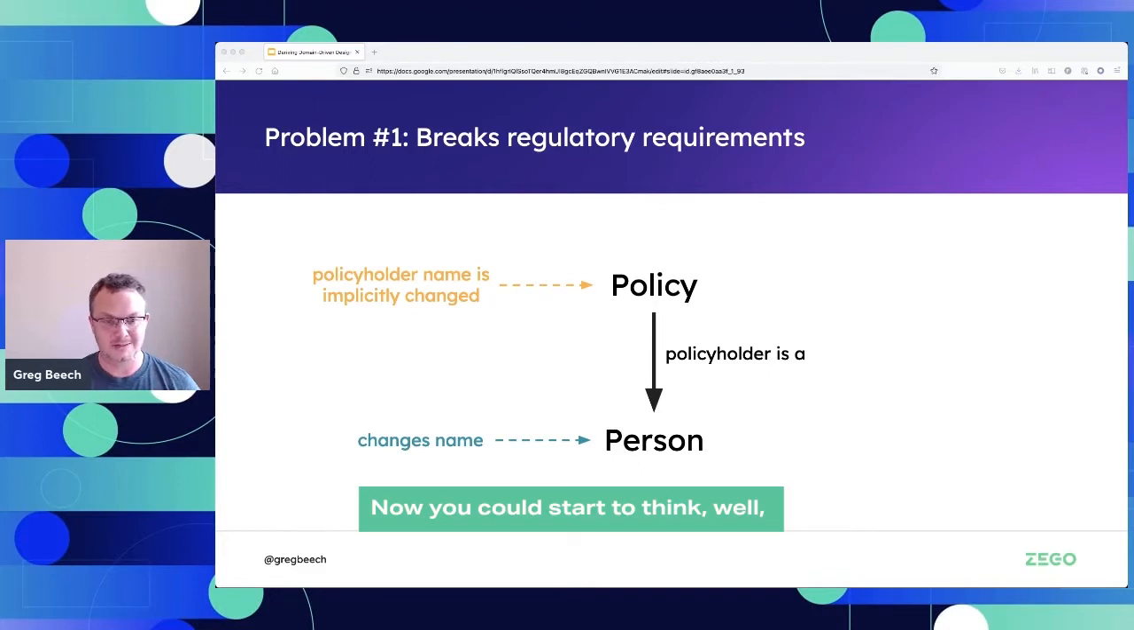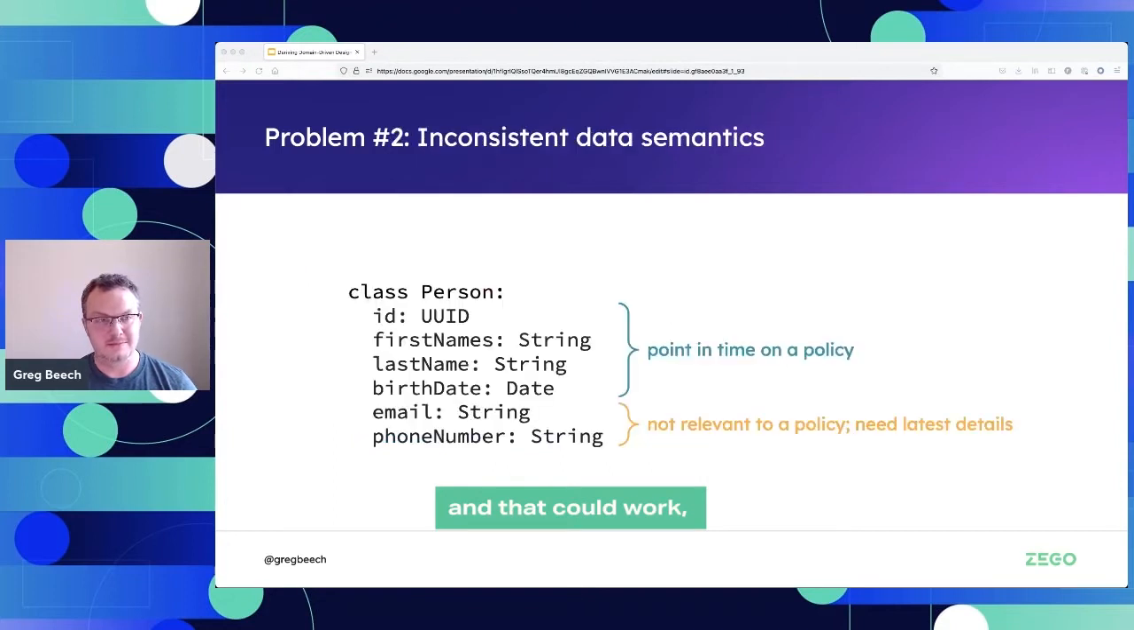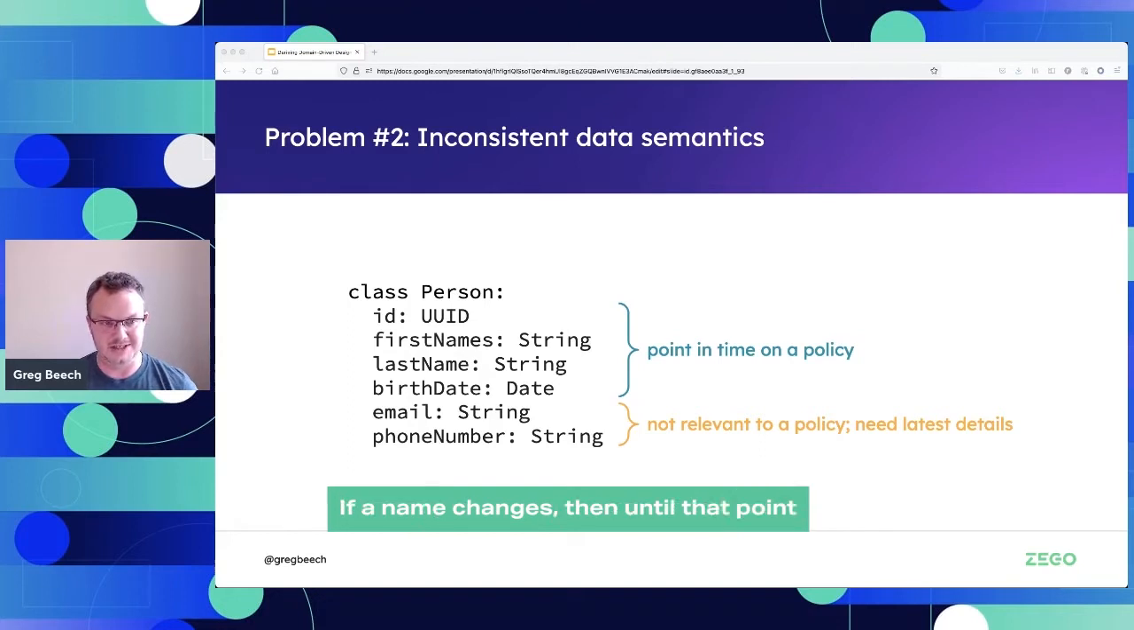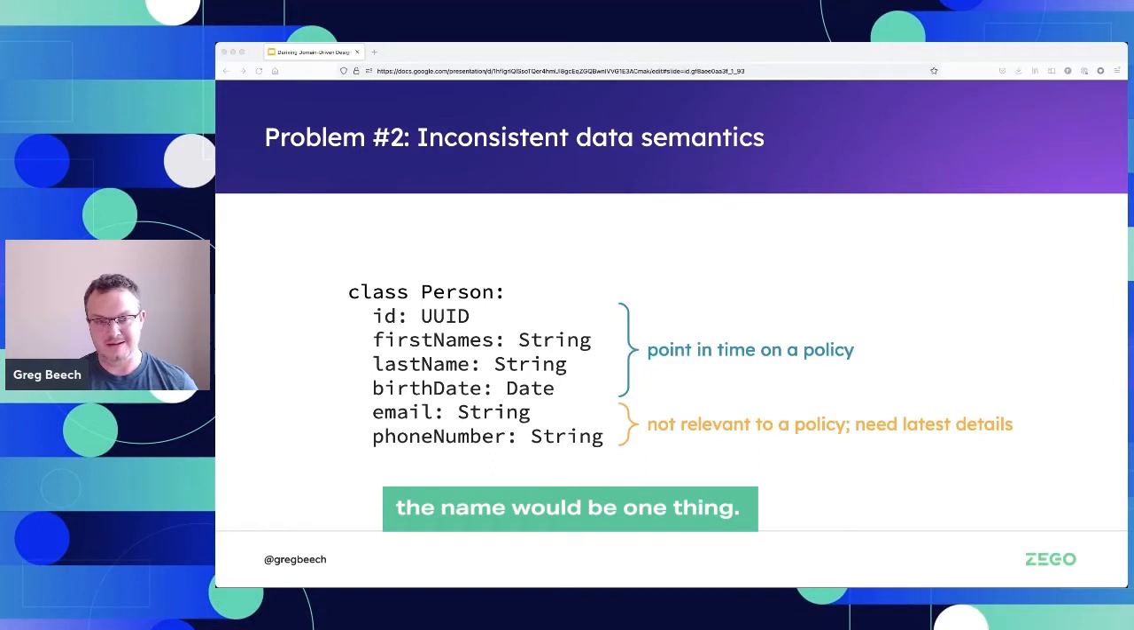Now you could start to think, well, we could solve this by using versioning of the person. So policy points at version 1, and then we explicitly list it to version 2. And that could work. But then we start to run into other problems as well with this approach, is that we've got inconsistent data semantics. And because our policy models change in state over time, if a name changes, then until that point on the policy, the name would be one thing. After that point, it would be another thing. So we actually need to track before and after.